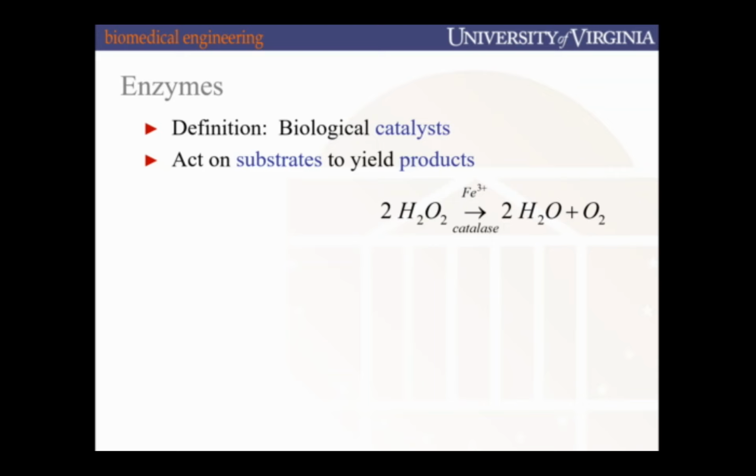reached faster. That said, we typically think of enzymes as acting on substrates to yield products, where substrates are the reactants on the left-hand side of the reaction, and the products are the chemical compounds on the right-hand side. As an example, I show here the chemical reaction that converts hydrogen peroxide into water and oxygen. This reaction is catalyzed by an enzyme called catalase. As a side note, catalase uses iron as a cofactor, kind of like what we talked about last week, how hemoglobin uses the cofactor heme to bind oxygen.